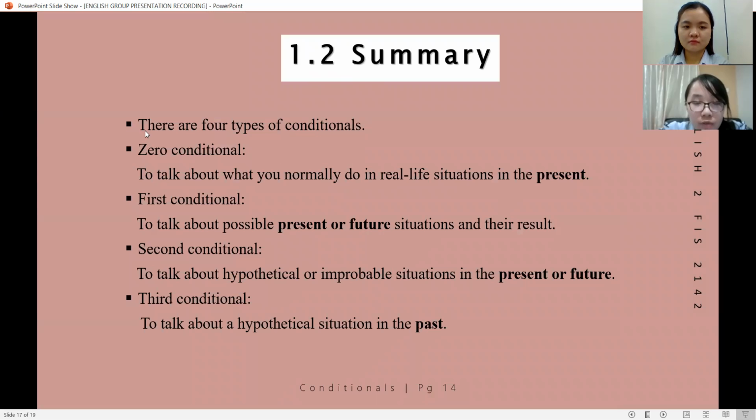Okay, summary for the conditionals. There are 4 types of conditionals. Zero conditional, to talk about what you normally do in your life situations in the present. First conditional, to talk about possible present or future situations and their results. Second conditional, to talk about hypothetical or improbable situations in the present or future. Third conditional, to talk about a hypothetical situation in the past.